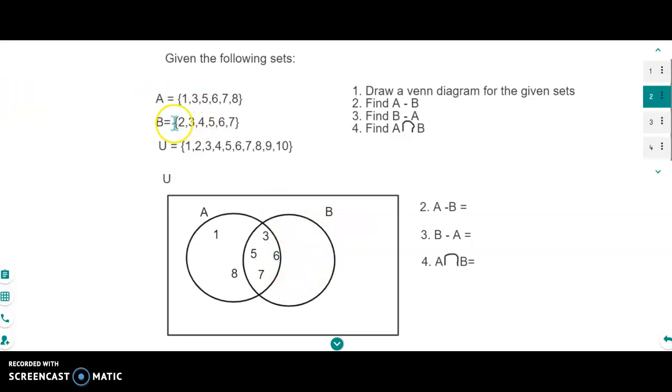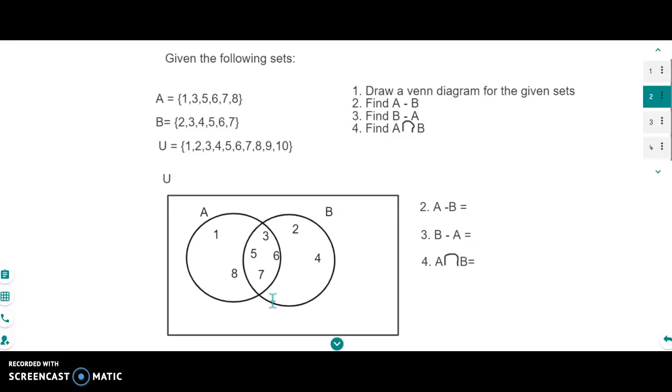Okay, now in B, the same. The elements that are not in the intersection zone, missing here. So 2, we don't have 2 here, so we write 2 here. Then we already have 3. 4, we don't have 4, so we write 4. 5, we already have 5 in the intersection zone. 6, we already have 6. And 7 is also here. So we only have 2 and 4.